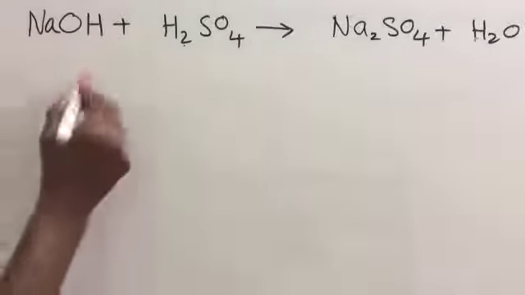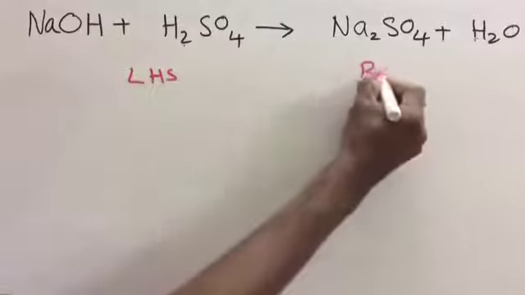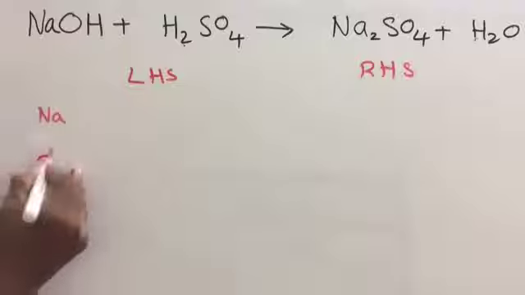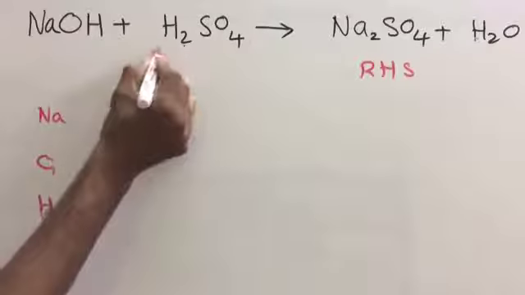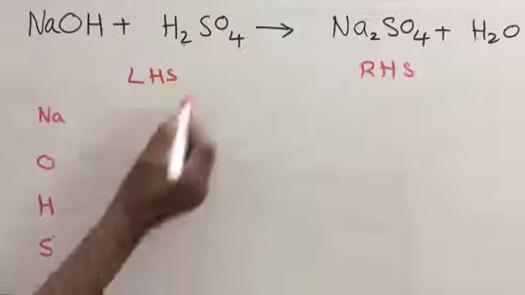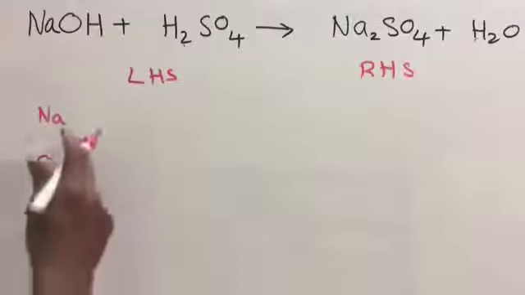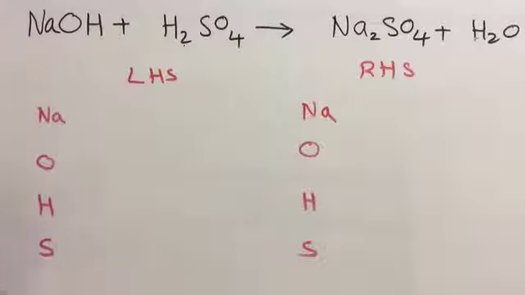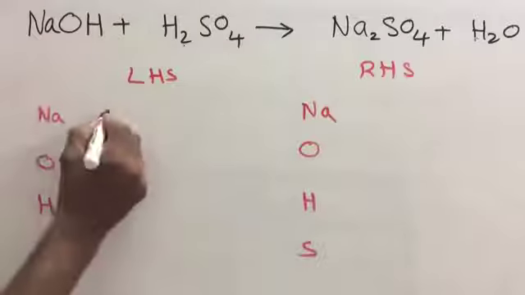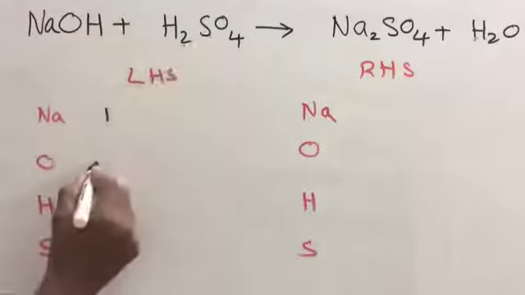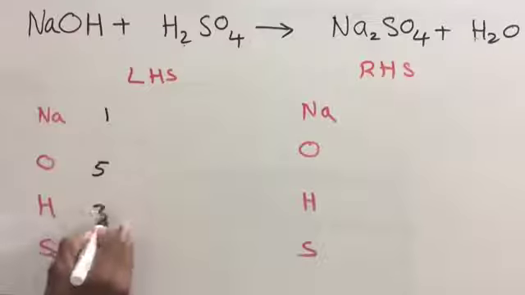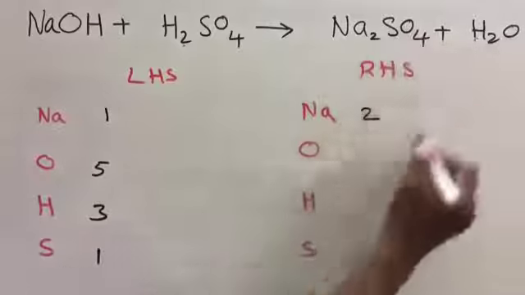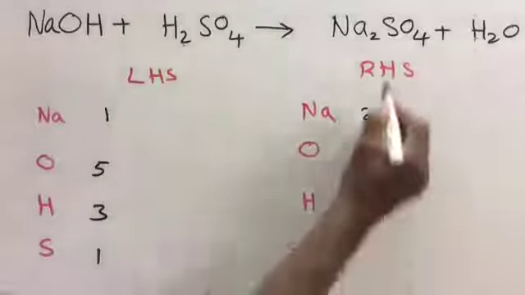Balance one more equation. Write LHS, RHS. On LHS you have sodium and then you have oxygen, you have hydrogen. Hydrogen we have already written here. Now sulfur; oxygen we have already written here. The same elements are present on the right hand side: Na, O, H and S. Now the number of atoms: sodium, 1 we have; oxygen 1 here and 4 here, 5; hydrogen 1 here and 2 here, 3; sulfur 1. On RHS, sodium we have only 2, oxygen 4 here and 1 here, 5, hydrogen we have 2, sulfur we have 1.